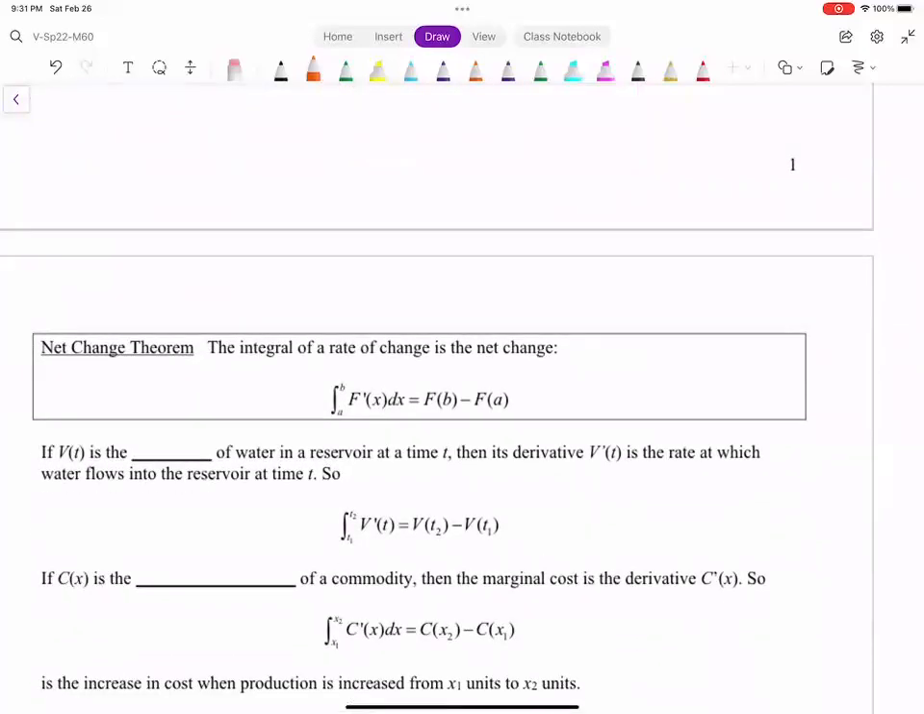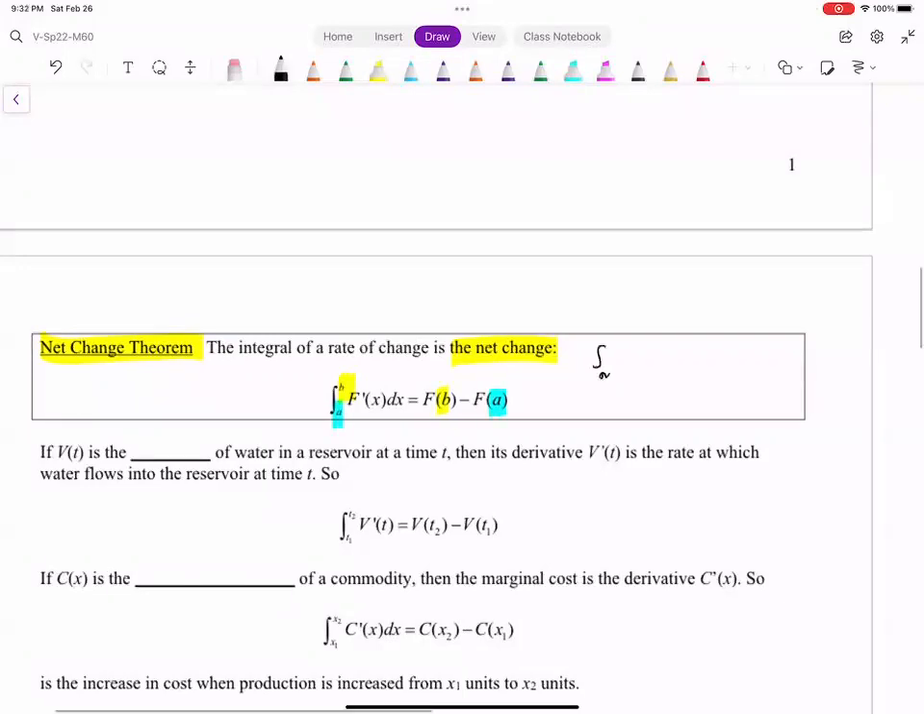What is the net change theorem? I mentioned it when we did the earlier section, fundamental theorem of calculus part 1 and part 2. Now, what is the net change theorem? The integral of a rate of change is the net change. So integral a to b f prime x dx is uppercase F at the upper limit minus uppercase F at the lower limit. Okay, so let's revisit this.